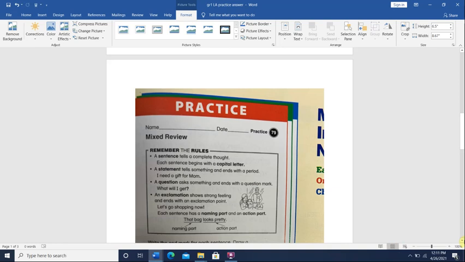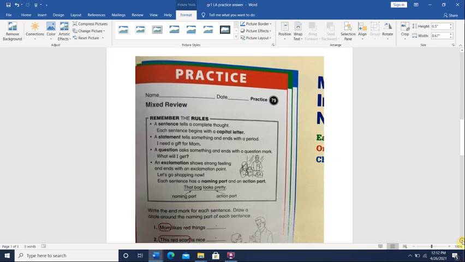What is the sentence about? The sentence is about the bag, or that bag. You must underline the whole subject, that and bag, not only bag, that bag. Okay? And what about the predicate or the action part, from the verb to the end? What is the verb? Looks pretty. So looks all the way to the end. The action part is looks pretty. So every sentence has two parts: the subject, which is the naming part, and the predicate, which is the action part.